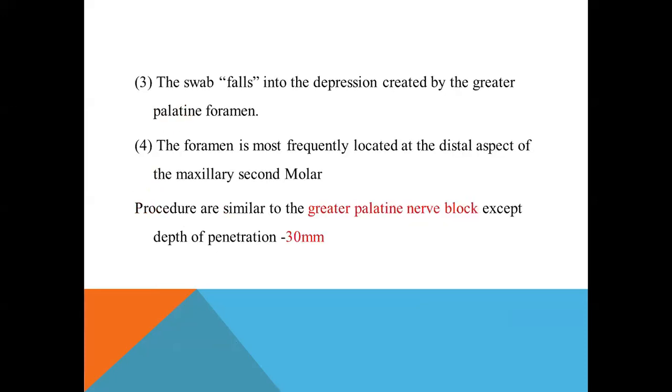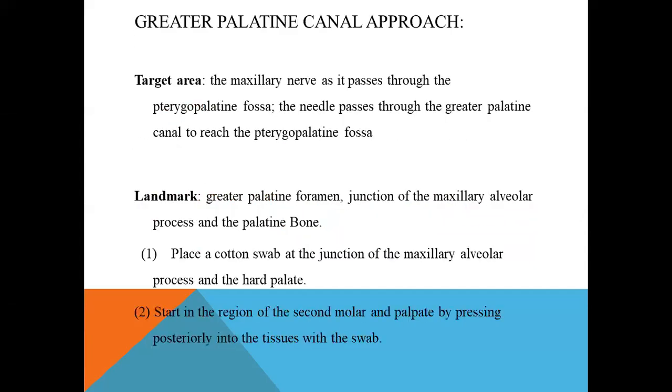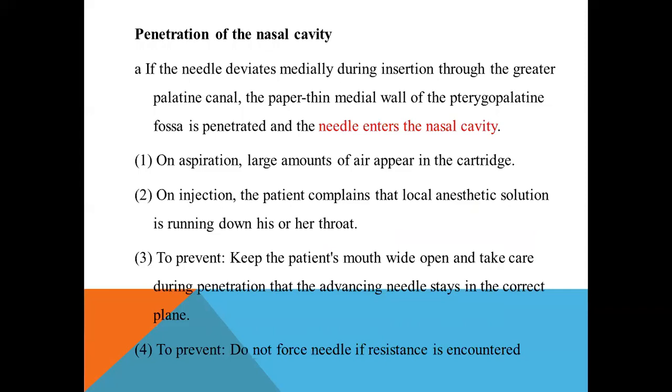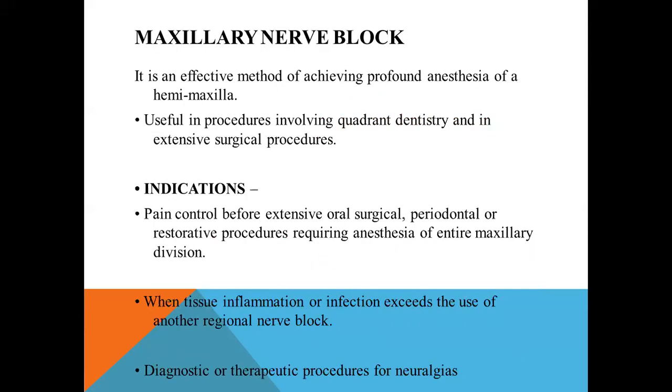Sometimes the swab falls into the depression created by the foramen. This procedure is similar to the greater palatine nerve block, except the depth of penetration is 30 mm. So just remember, you can get a question: what is the difference between the greater palatine nerve block and the greater palatine canal approach? The only difference is that the depth of penetration is more, up to 30 mm. Penetration of the nasal cavity can sometimes occur, and that should be avoided.